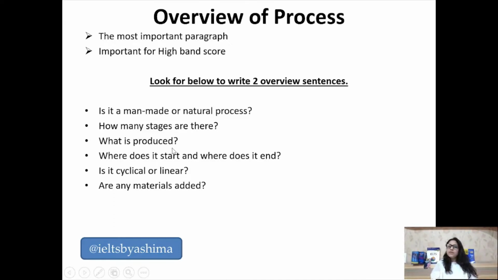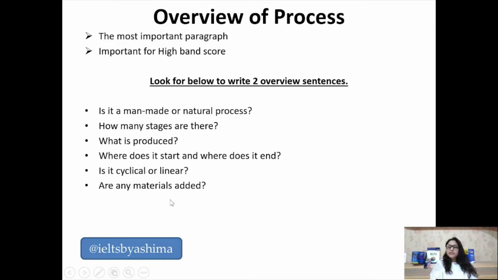What is it producing, actually? What is your process producing? Fine. Where does it start and where does it end? कहाँ से आपका process start हो रहा है and कहाँ पे आपका process खत्म हो रहा है. You have to include this thing in your process. Fine. Then is it cyclic or linear? This is totally optional, if you want to include it or you want to leave it.